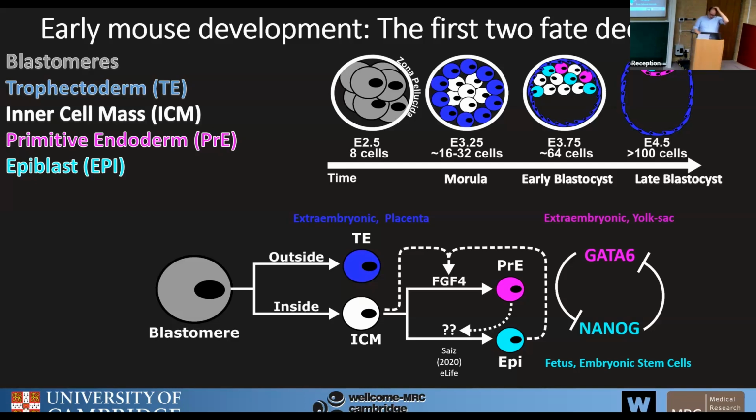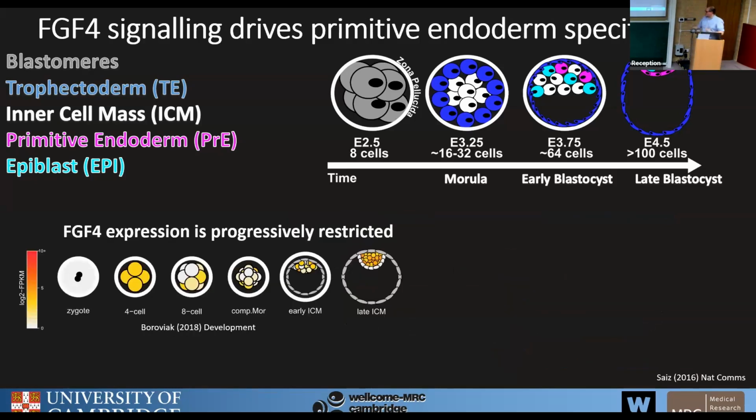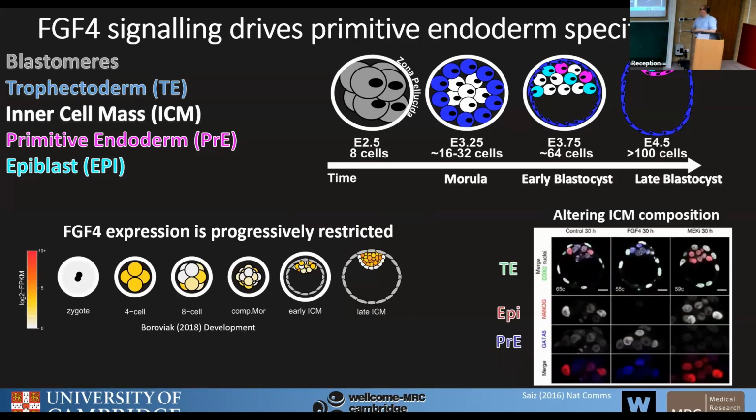Exactly. So FGF is one of these very important signals, which is driving cell fate specification, and it gets progressively restricted to the ICM, and then eventually just the epiblast. And you can alter the ICM composition through small molecule inhibitors and addition of FGF itself. So here is a nice mid-stage blastocyst. The ICM hasn't quite segregated into the two tissues yet, but you can see that the epiblast here in red, expressing Nanog, is not co-expressed with the GATA6 marker here in the green or in the blue.